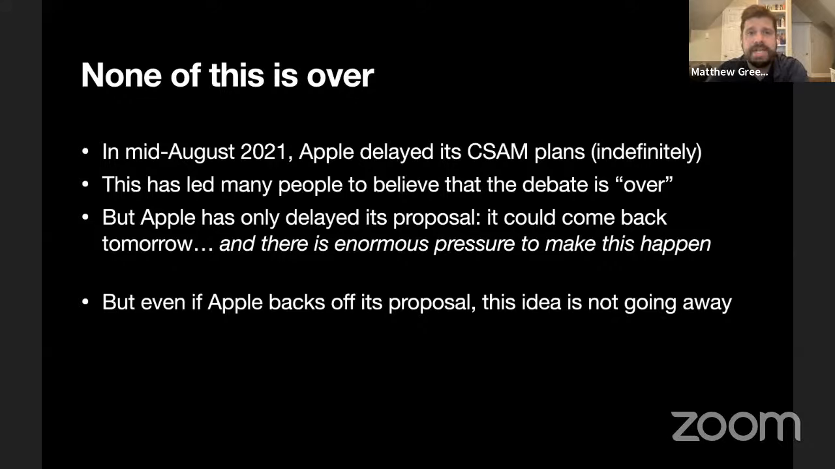Many people have decided that because Apple delayed their plans, the debate is over, even within Apple and so on. It's probably not. These systems exist and they will be built. And there's going to be a continual debate about whether deploying them makes sense. Even if Apple backs off its proposal, the idea is not going to go away.